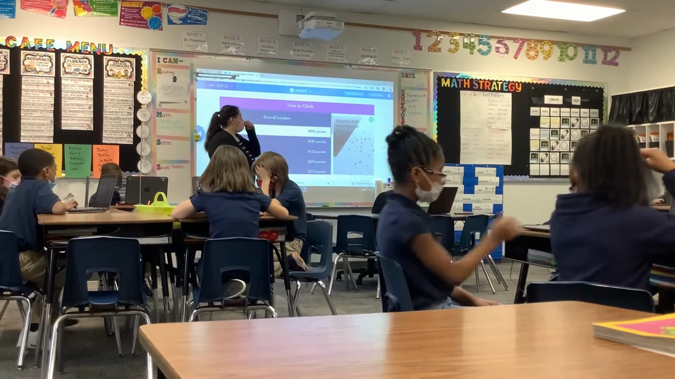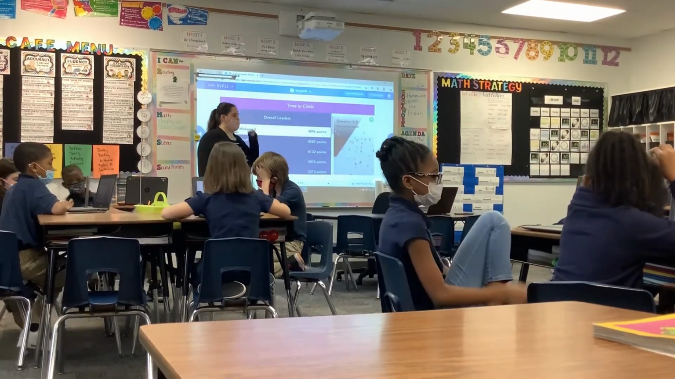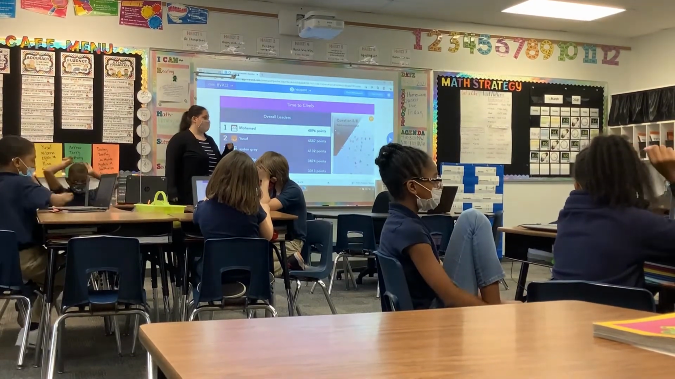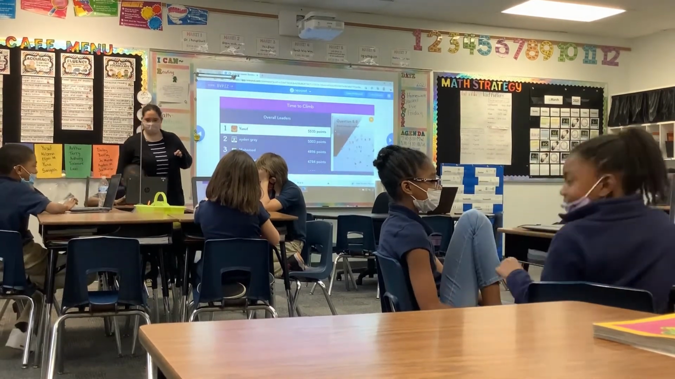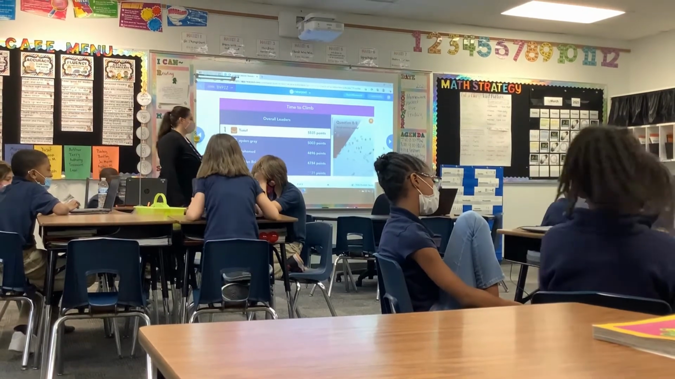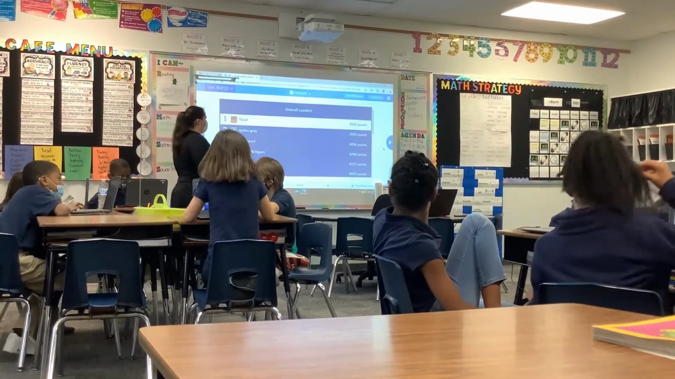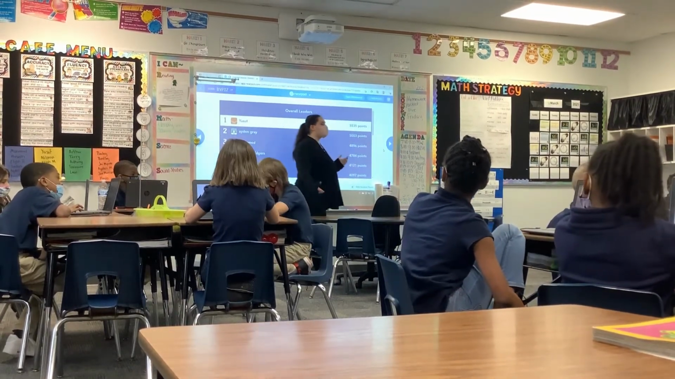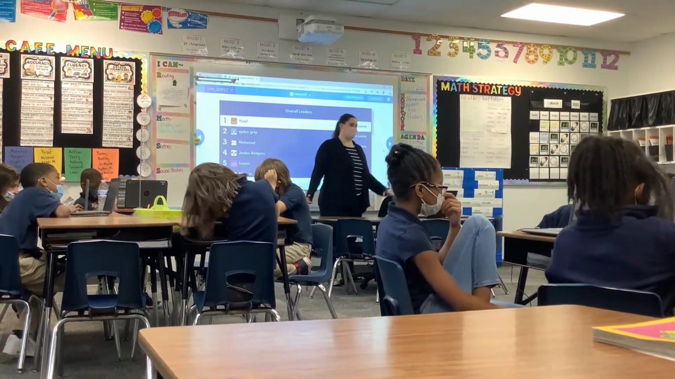Last question. Are all rectangles squares? Yes or no? Are all rectangles squares?